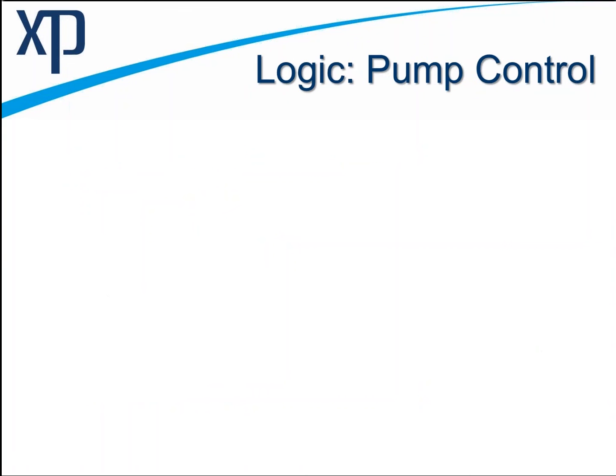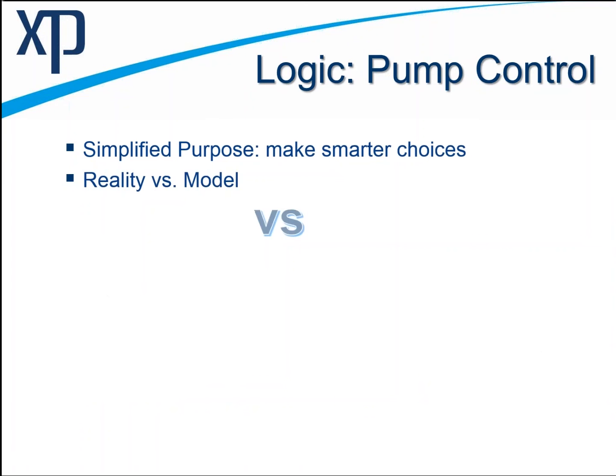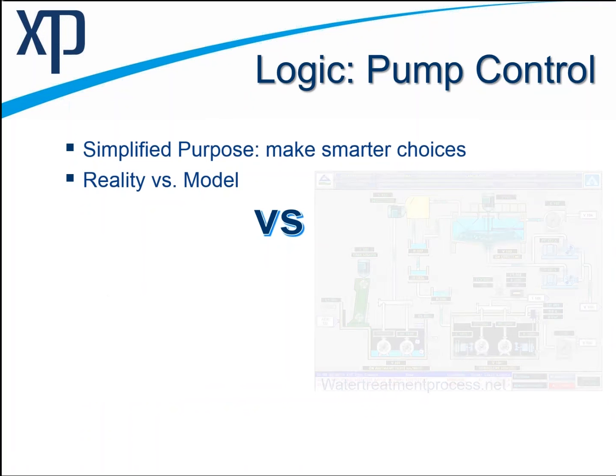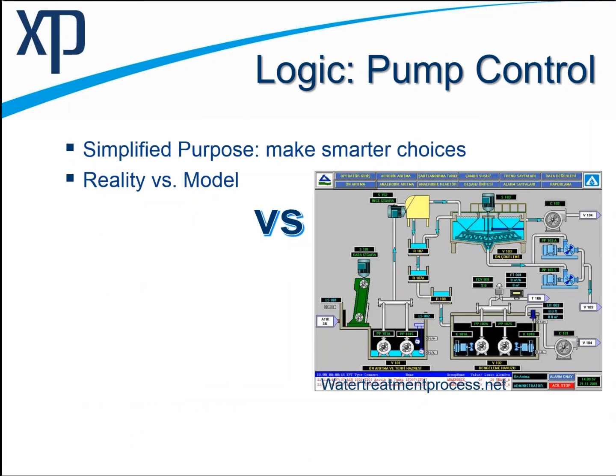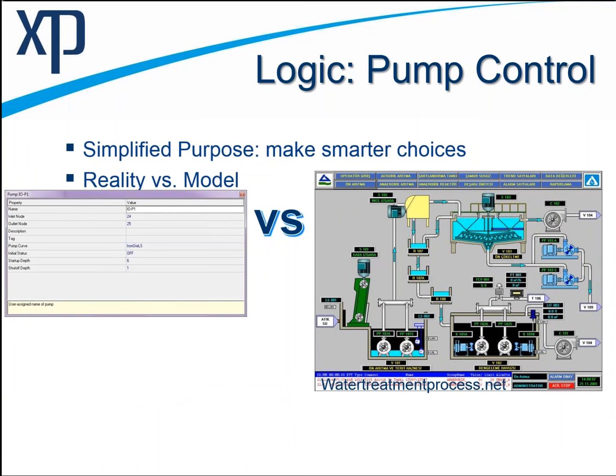Final thing we'll talk about is logic. And so the simplified purpose here is just really to make smarter choices, right? We want the model to make smart choices on what it's doing. And again, as with everything else, reality is much more complex than a model. So in reality, even for some of the more basic lift stations out there, there's usually SCADA and a PLC and there's sensors. There's all kinds of information, a lot of data being collected. Although I will say from the acronym SCADA, the data acquisition part is usually much secondary to the supervisory control, but that's a different webinar for a different day.